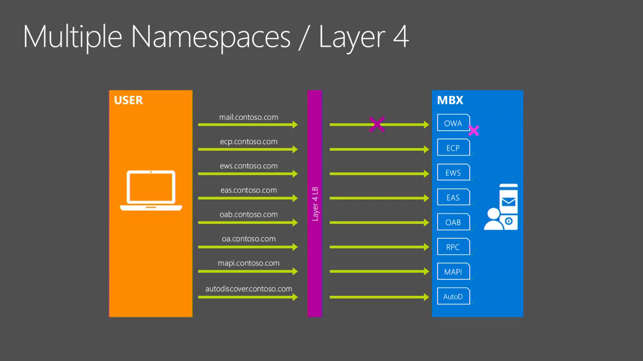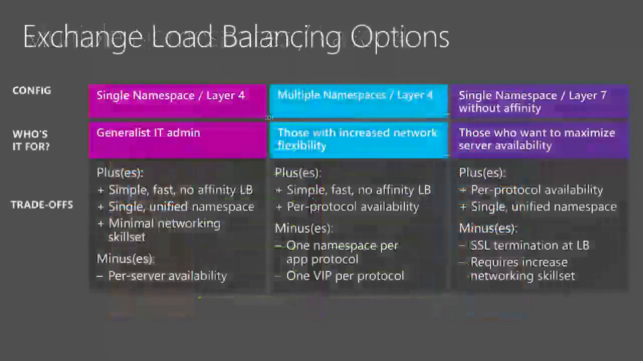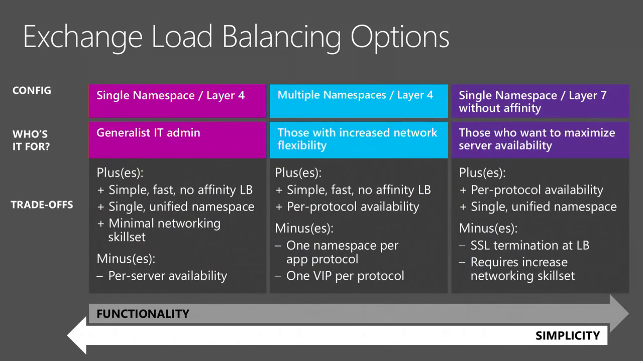So another way to look at this is the trade-off between functionality and simplicity, where you've got the single namespace layer 4 over there, and then the single namespace layer 7 without affinity over here. This would be the hardest to configure, but it would provide the most functionality. That would be the easiest to configure, but it would provide the least functionality. Again, typically we would hope that you would go for per protocol availability over per server availability, but that is an option for you if you want that, especially if you're in a smaller shop where you just have a few servers that you need to keep tabs of.